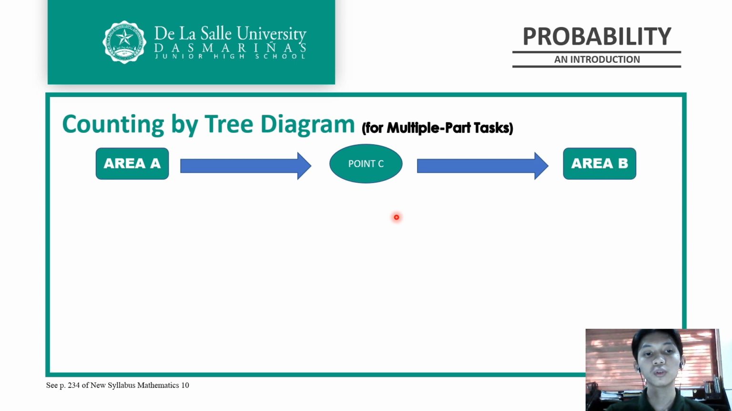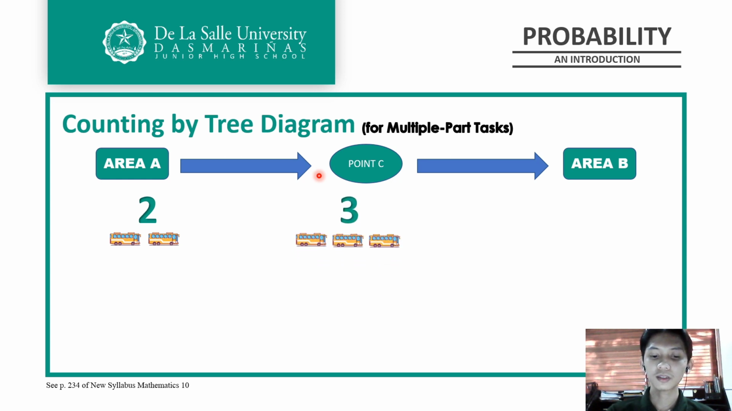Alright, so again from your book, New Syllabus Mathematics 10, on page 234, there is a problem about Daniel, who lives in Area A and travels by bus to his school in Area B. He must take a bus through point C before boarding a different bus to reach his school. So there are 2 bus services plying between his home and point C: buses 170 and 171. Then there are 3 bus services between point C and his school: buses 30, 31, and 32. In how many ways can Daniel travel to school on these buses?